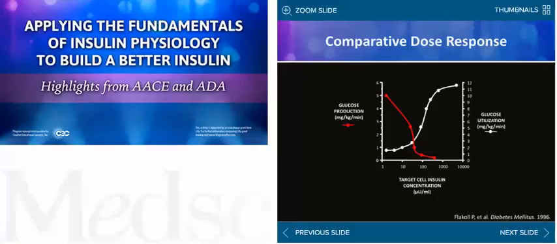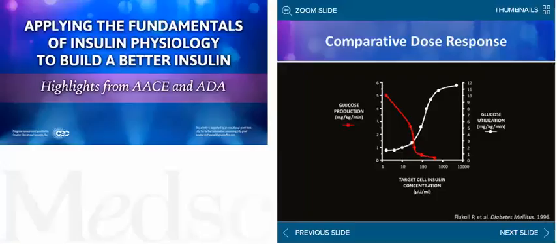And you can see that as soon as you start increasing insulin, the liver begins to shut down its glucose production. On the other hand, nothing much happens with glucose utilization. It takes a while, and you have to get the insulin level up much higher before glucose utilization will increase.